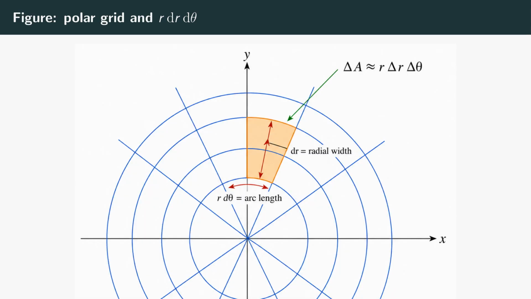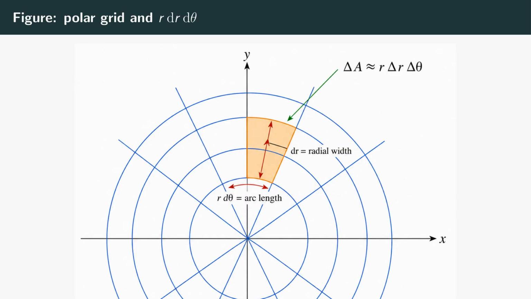Here is the polar grid. The blue concentric circles are level sets of r, curves of constant radius from the origin. The blue rays are level sets of theta, curves of constant angle. Together they cut the plane into curved cells. The orange highlighted cell is a typical polar rectangle, bounded by two circles at radii r and r plus dr, and two rays at angles theta and theta plus d theta.